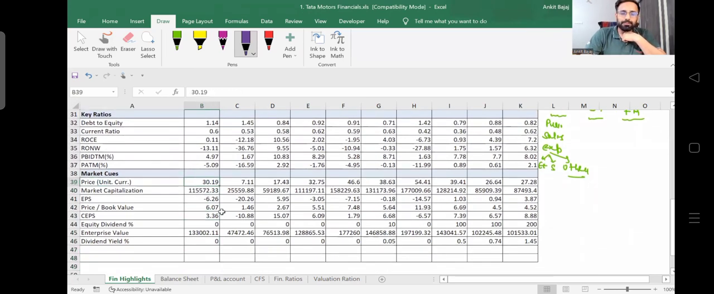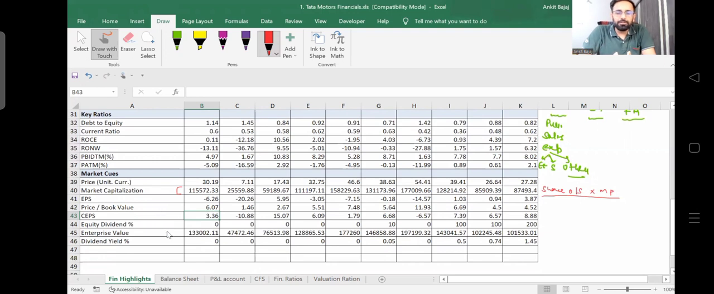Now, if you see the market price of shares, here you will find the market price of the share, that is 30.19, right? Market capitalization. What is market capitalization? Market capitalization you will be calculating by multiplying the shares outstanding, which means the number of shares issued, into the market price of the share, right? So you can see the market capitalization of the company is 1,15,572 crore, right? EPS we have already learned. Price to book value we have already learned. Cash EPS means, in the case of EPS they have considered profit after tax. In the case of cash EPS, they will be taking cash divided by shares outstanding, right? This is how you will be calculating the cash EPS.